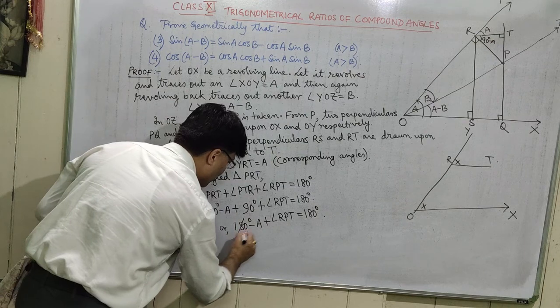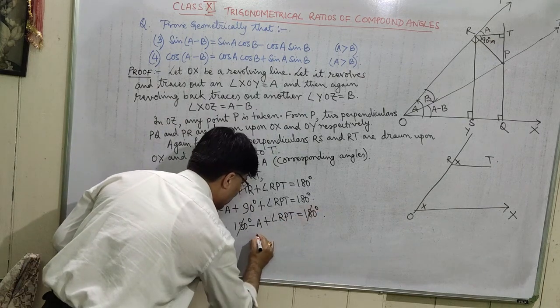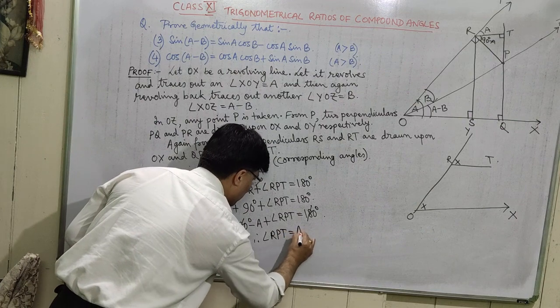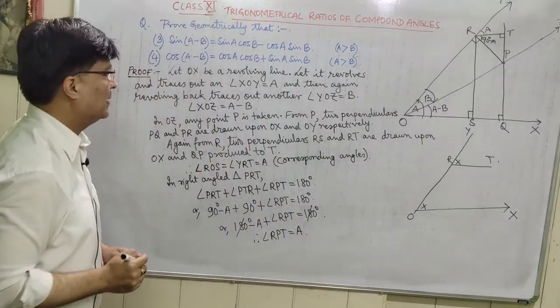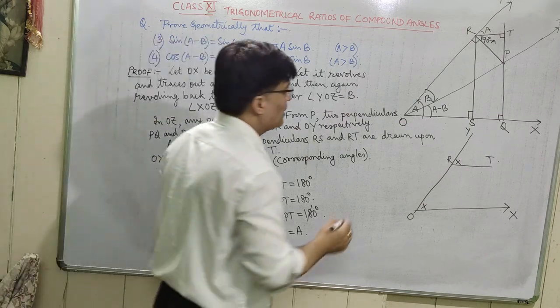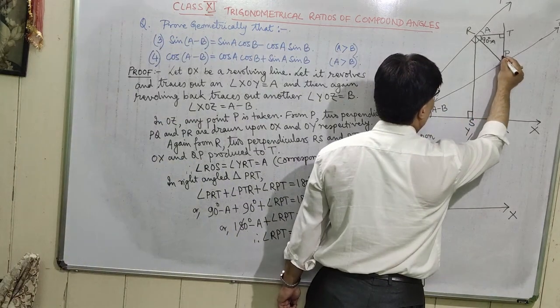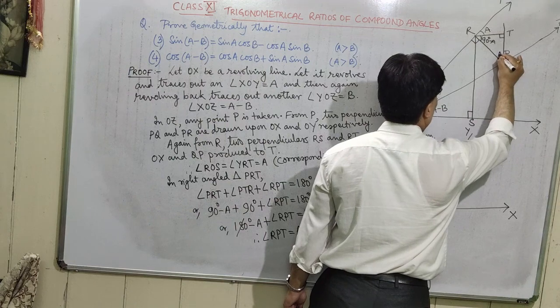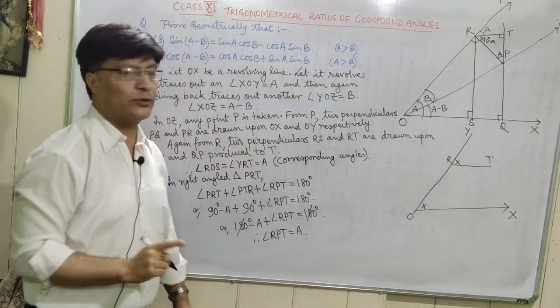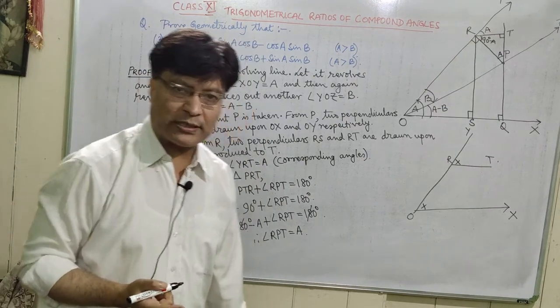Okay, so from both the sides you can cancel this 180 degree. So what is angle RPT now? Angle RPT is equal to A. What is this angle? This is also A. So I think you have understood it. Okay.